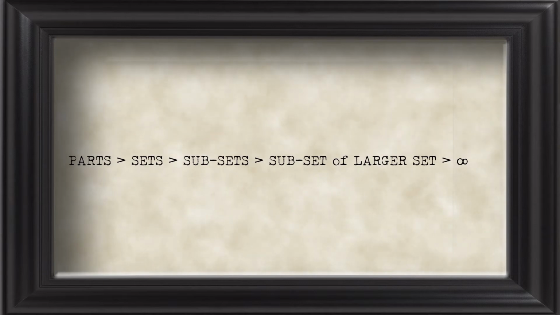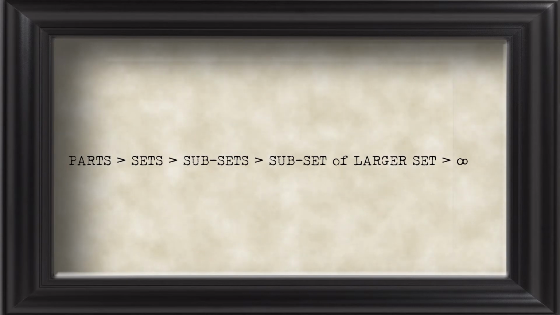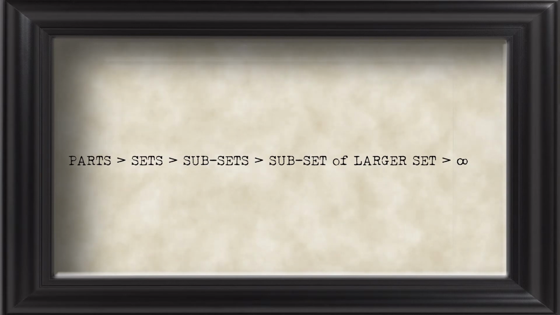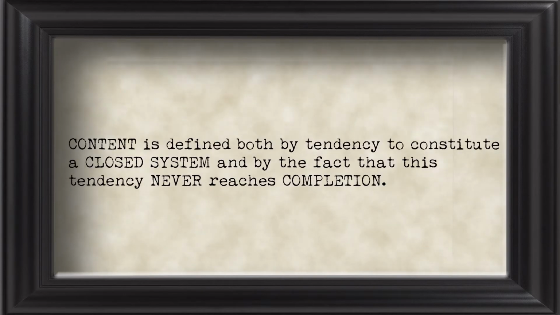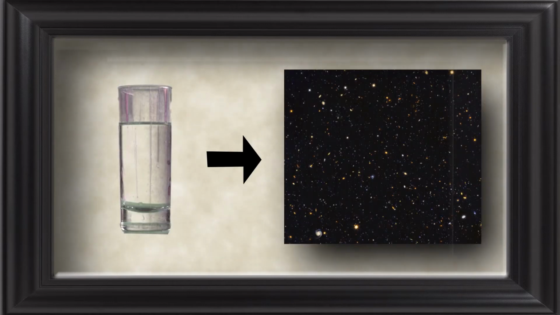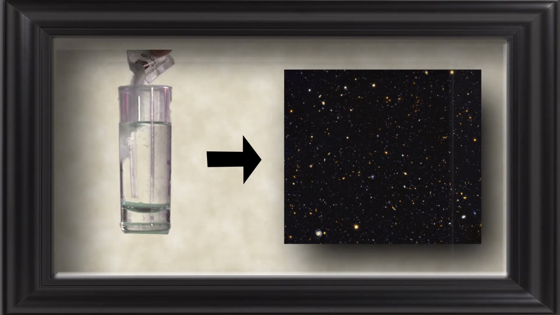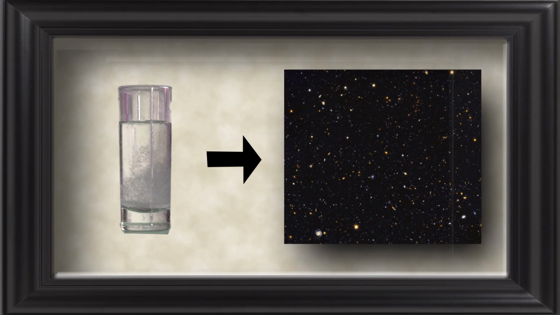The divisibility of content means that the parts belong to various sets, which constantly subdivide into subsets or are themselves the subset of a larger set, on to infinity. This is why content is defined both by the tendency to constitute closed systems and by the fact that this tendency never reaches completion. Every closed system also communicates. There is always a thread to link the glass of sugared water to the solar system, and any set whatever to a larger set. This is the first sense of what we call the out-of-field.